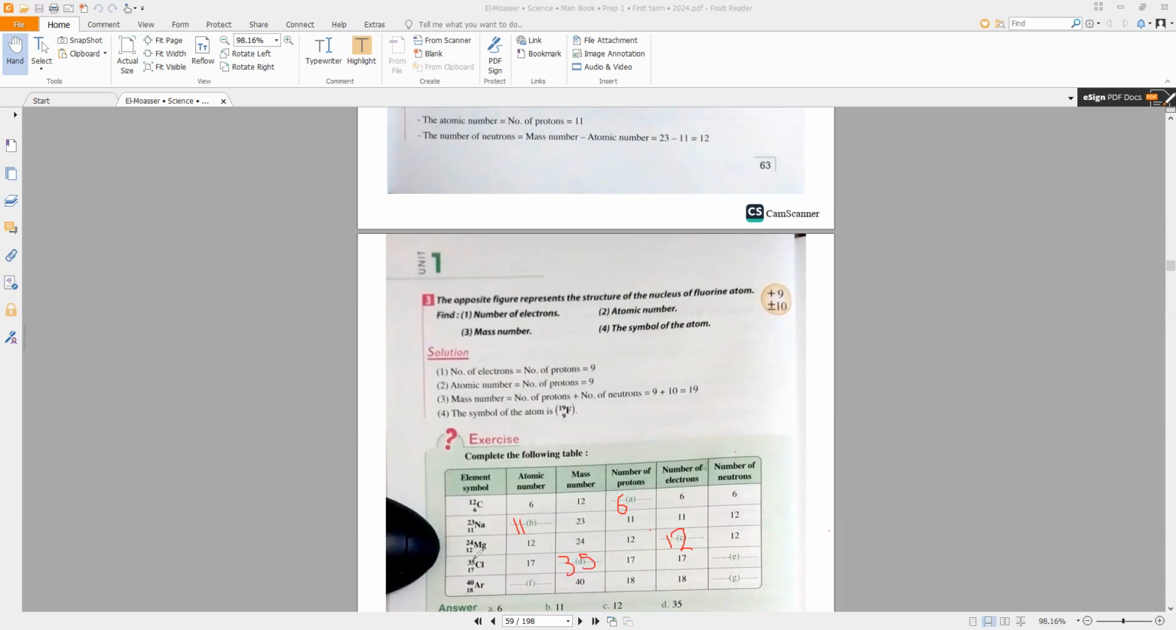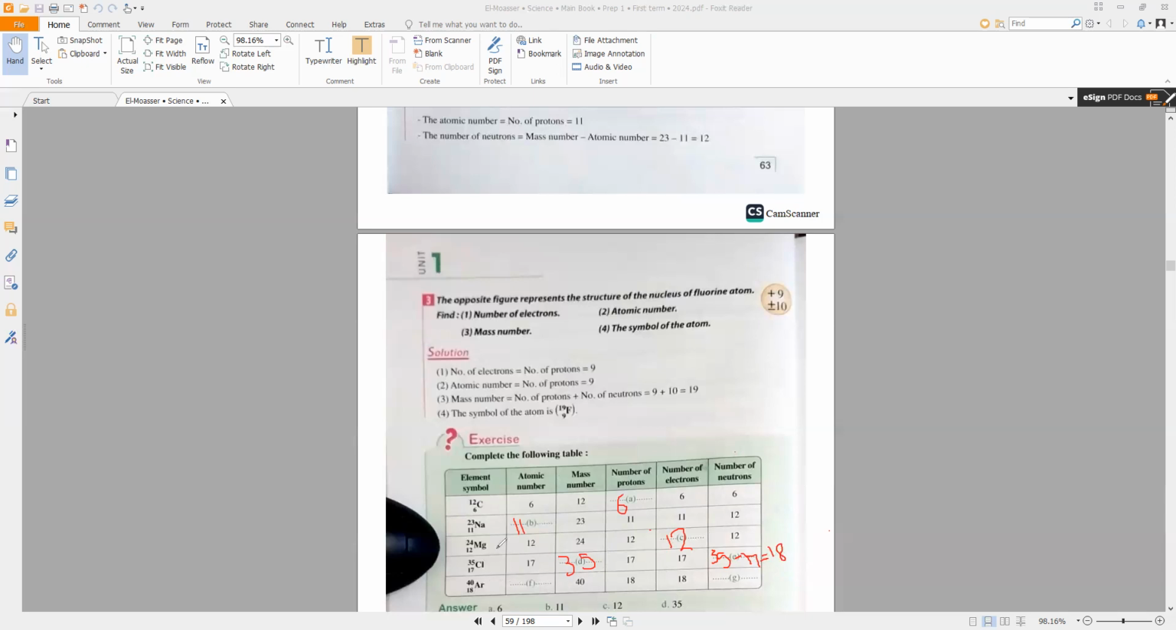Because the mass number is the number written above the symbol, the number of protons is 17, the number of electrons is 17, and the number of neutrons equals the mass number 35 minus the atomic number 17, so it is equal to 18.